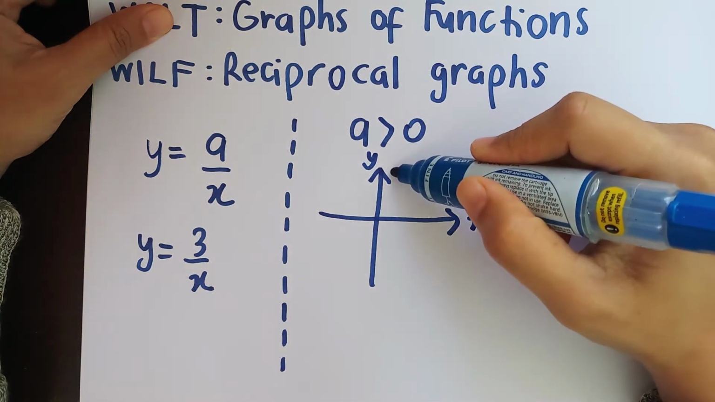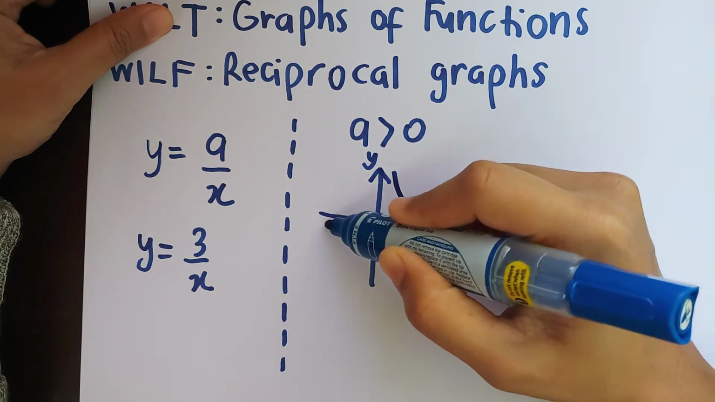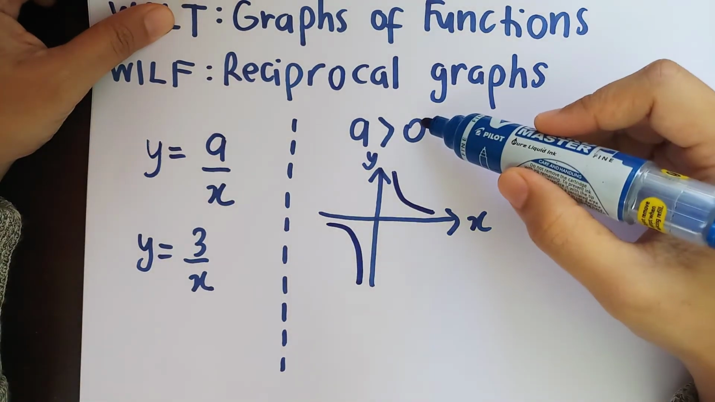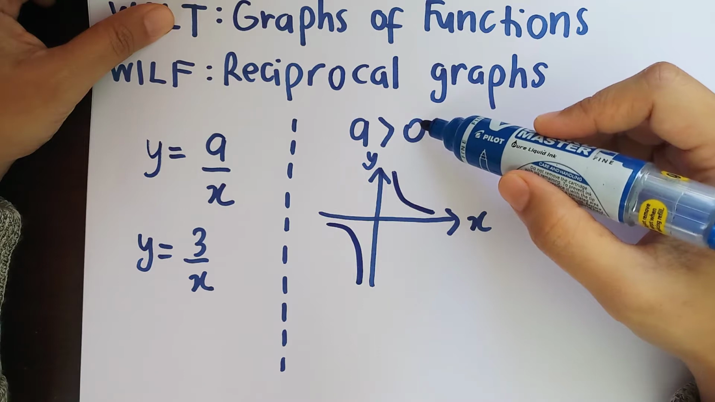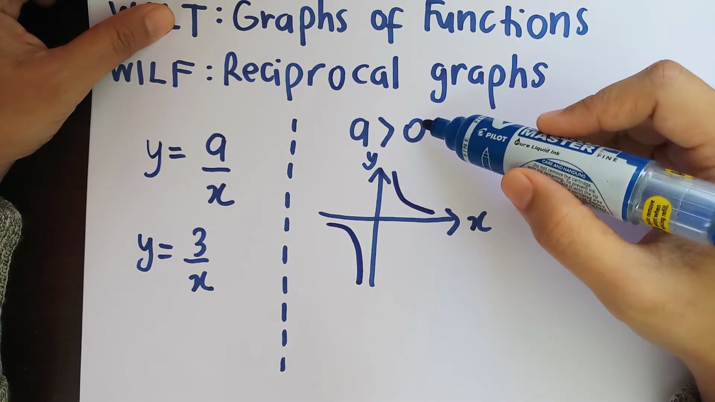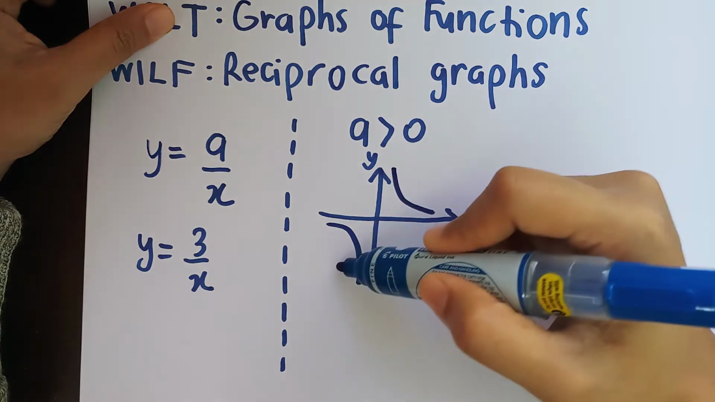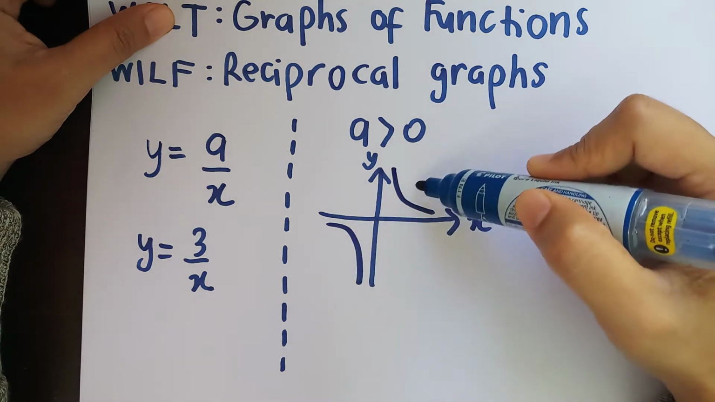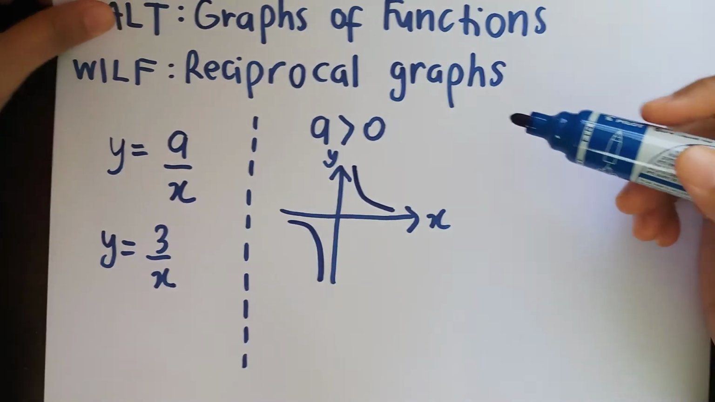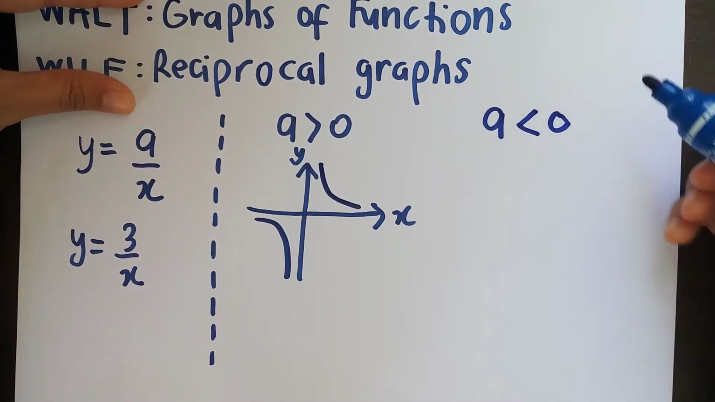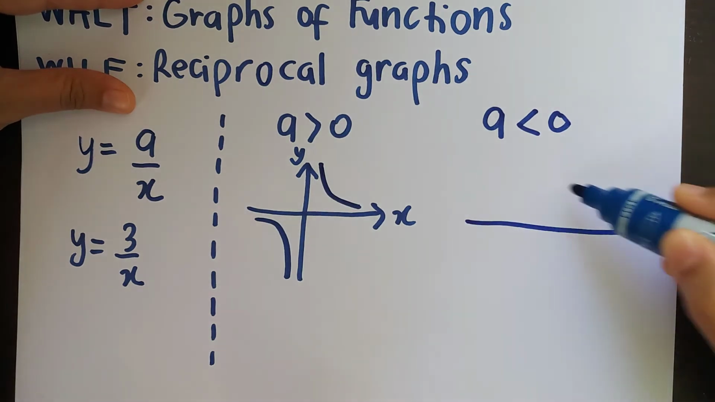For the reciprocal graph, when your a is greater than 0, your graph will look like this. You need to remember that when a is greater than 0, a can be 1, 2, 3, 4, 5, it doesn't matter what the value is. You will take the first quadrant and the third quadrant.